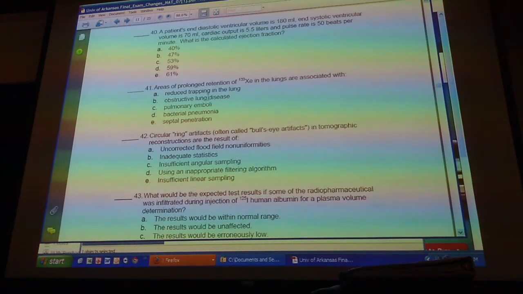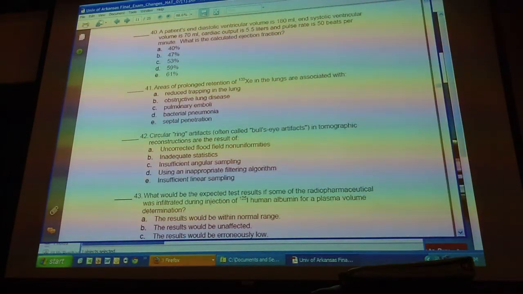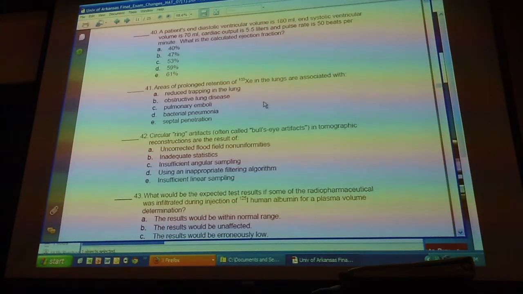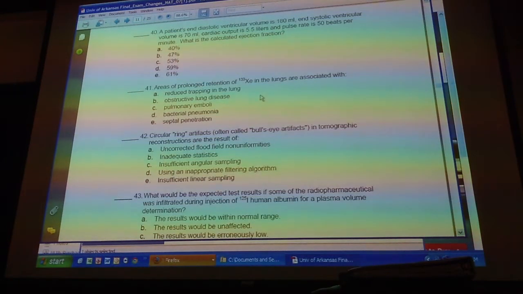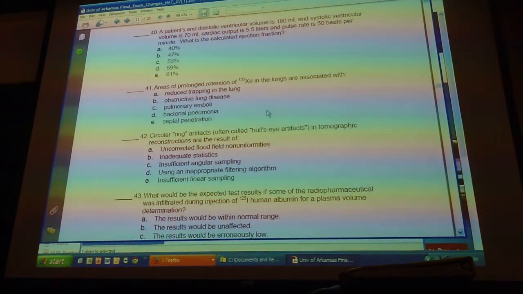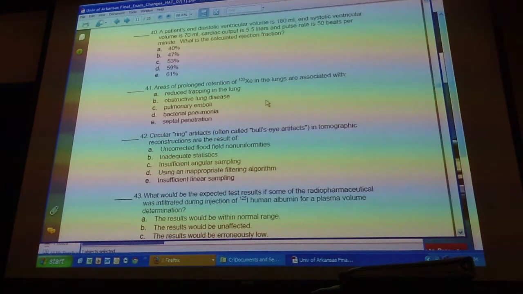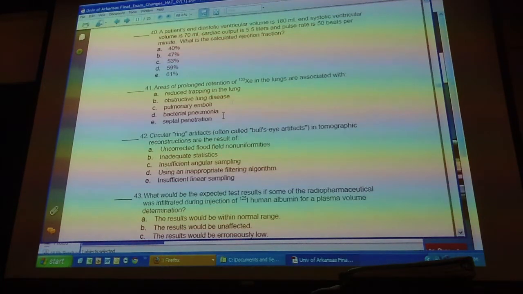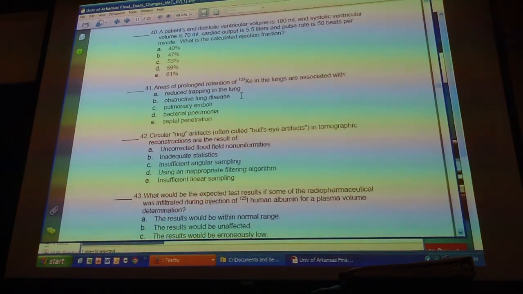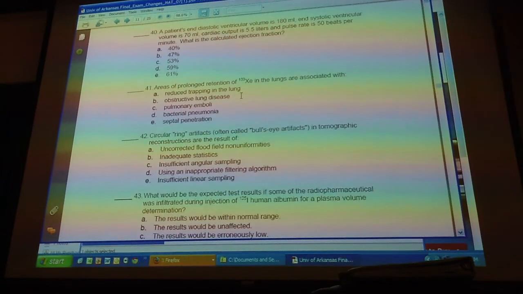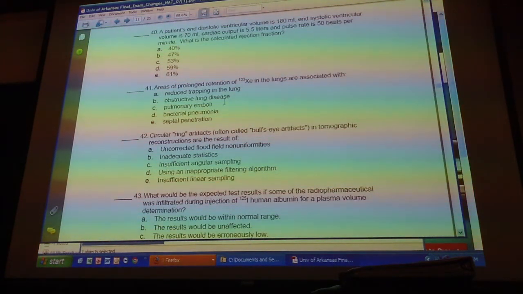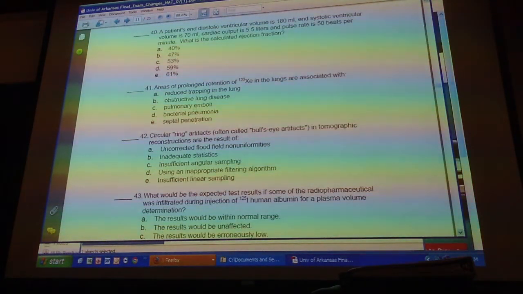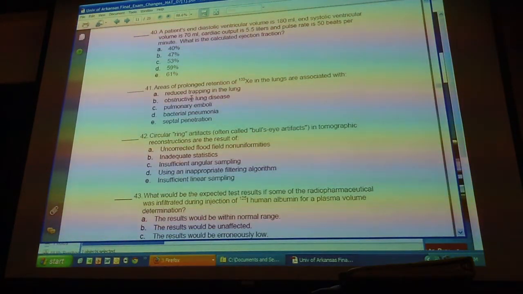Next one. Areas of prolonged retention in the lung are associated with what? Remember, if it doesn't wash out, we have the patient breathe in, and that tells us if there are any areas that are obstructed. Then we do an equilibrium, allowing the gas to go all through the lung. When they try to exhale it, if it stays in there, that's your area of COPD. So obstructive lung disease is the answer, number 41.